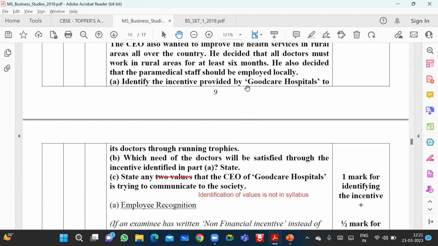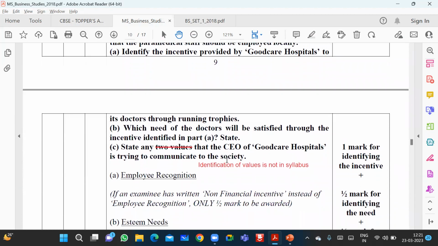If you identify the incentive, then you will get 1 full mark. It means there is no need to explain. And in the second part, you have to identify the need which is satisfied, and then you have to explain. So half mark for the identification of need and half mark for the explanation. That is 1 mark plus 1 mark, 2 marks.